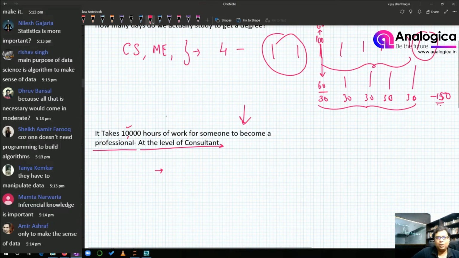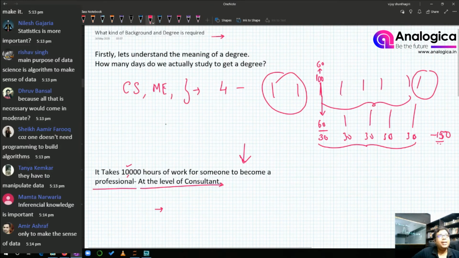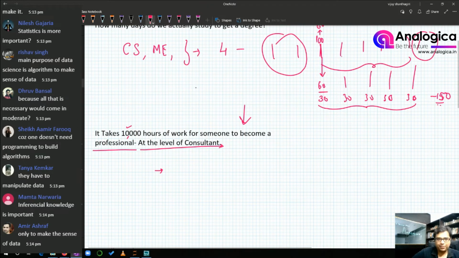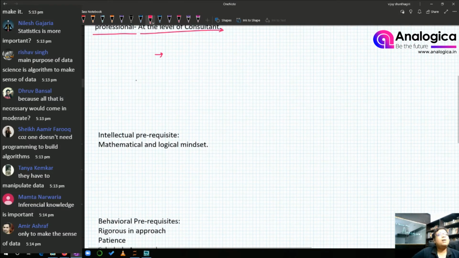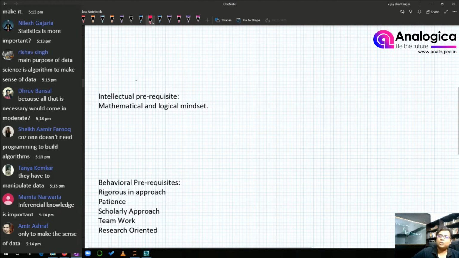So this is the general norm. If you put in 10,000 hours on something, you're really at the cutting edge. You're really a consultant. If somebody gets stuck, they'll come to you, right? So with that in mind, what kind of background degree is required? No background degree is required, but effort is required. Now let's have the intellectual prerequisite that is required.